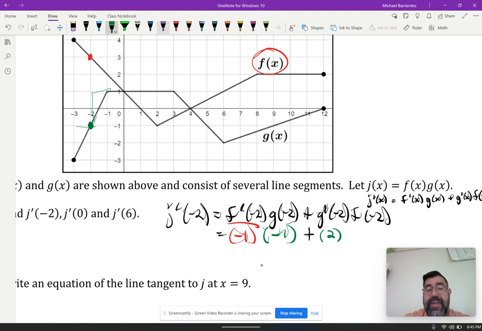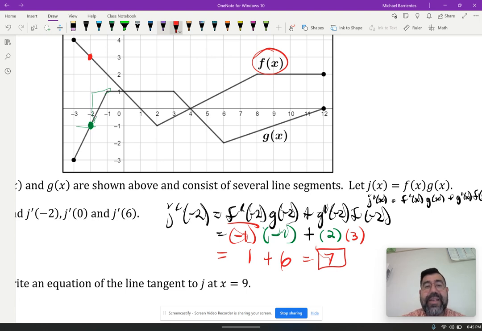And then I go back over here, and now I'm looking for the function value of f at x equals -2. We're actually looking for the y coordinate of this point, and the y coordinate would be 3. Therefore, -1 times -1 becomes +1, plus this becomes 6. And our final answer is 7.